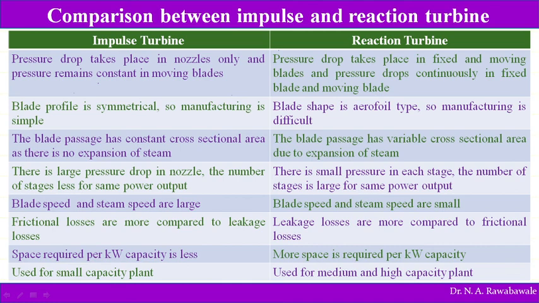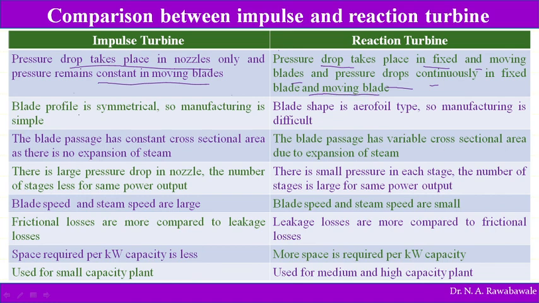Then we'll have the comparison between impulse and reaction turbine. So very first, in impulse turbine, the pressure drop takes place in the nozzle only, and the pressure remains constant in the moving blade. This we have discussed in a previous lecture. In case of reaction turbine, pressure drop takes place in fixed and moving blades both, and pressure drops continuously in fixed blade and moving blade.